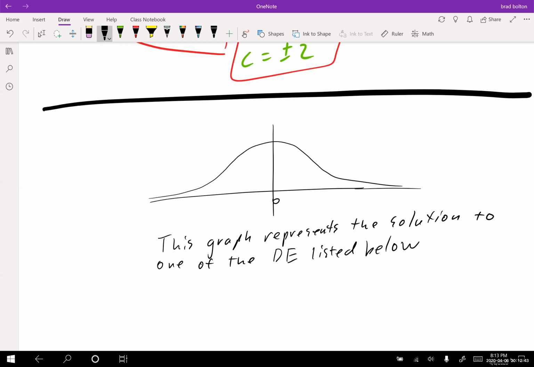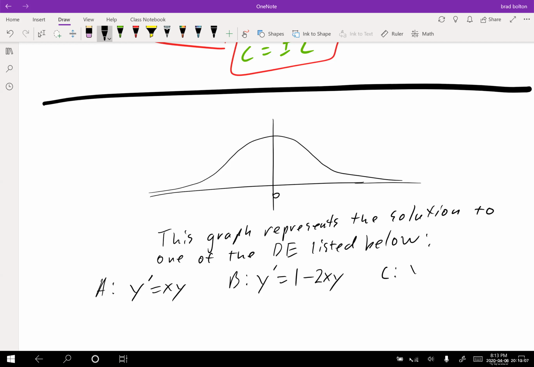And I want to know which one of them. So we'll call this first one differential equation A, and this is y prime equals xy. I want to know which one of these guys this graph represents, okay? Then we're going to have B, differential equation B would be y prime is equal to 1 minus 2xy. And then we're going to have C, y prime equals negative 2xy.